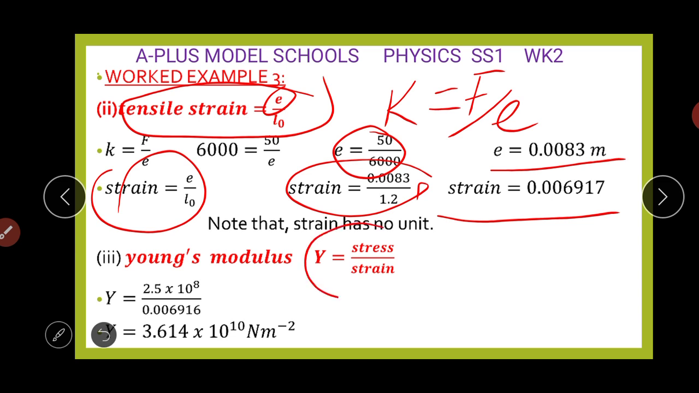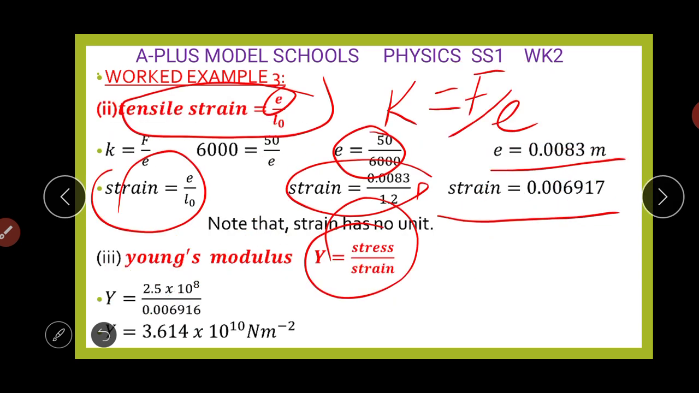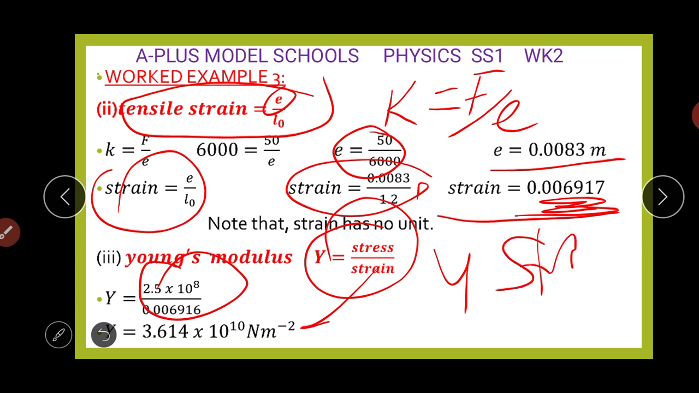The last one is the Young modulus. Young modulus is stress over strain. We got the stress in our last step to be 2 times 2.5 times 8, and our strain is 0.006917. So the Young modulus is the division of the two. I will get the Young modulus equals that over Newton per meter square. Don't forget, both the Young modulus and the stress have the same unit, Newton per meter squared. Why? If Young modulus is stress over strain, and strain has no unit, that means Young modulus will take the unit of stress.